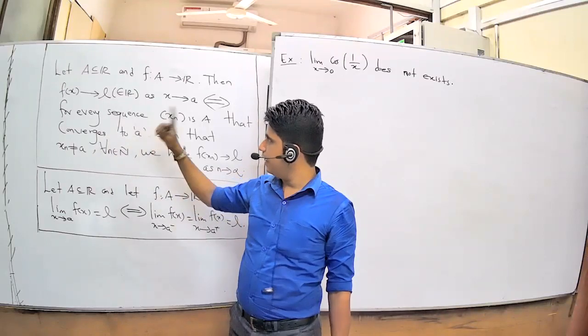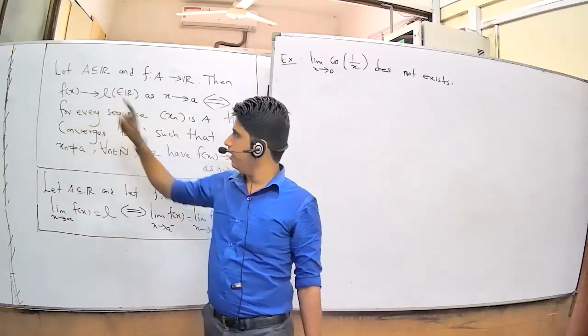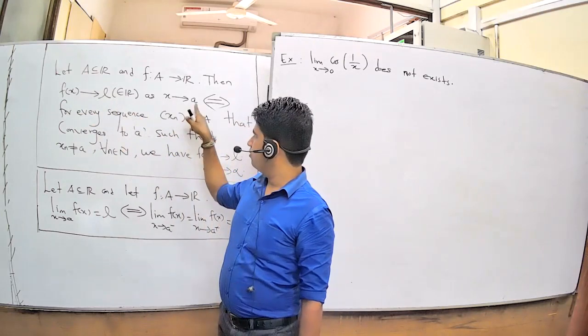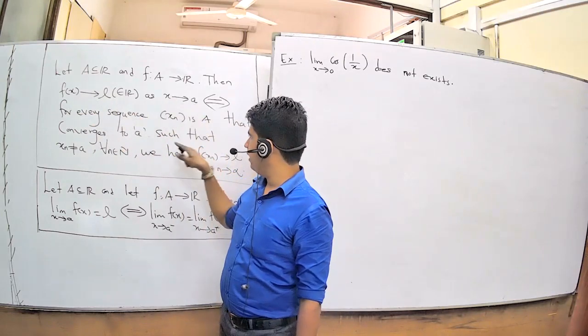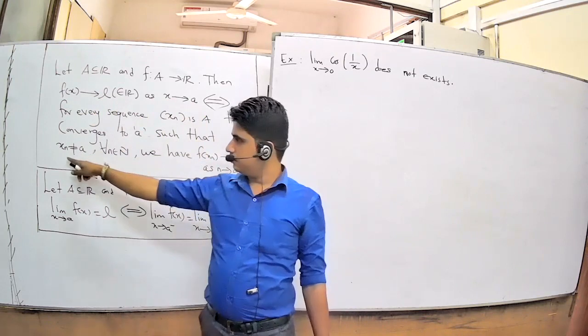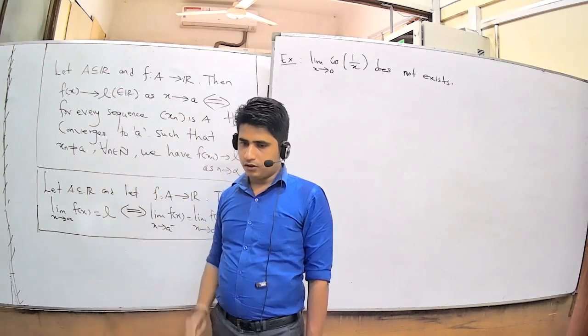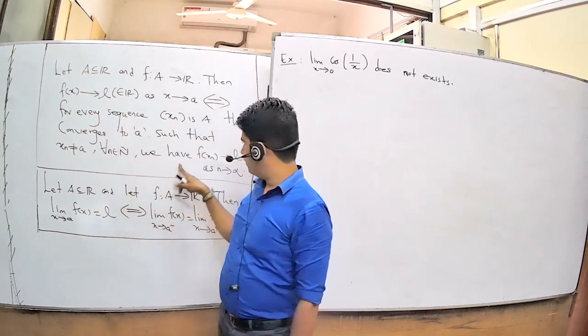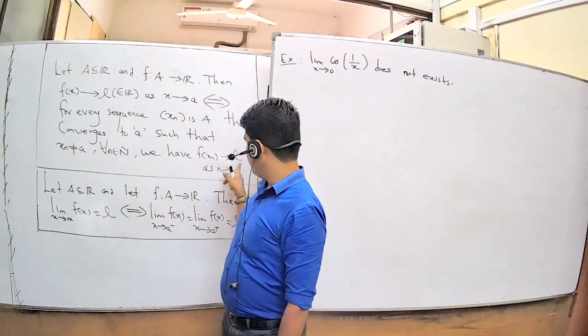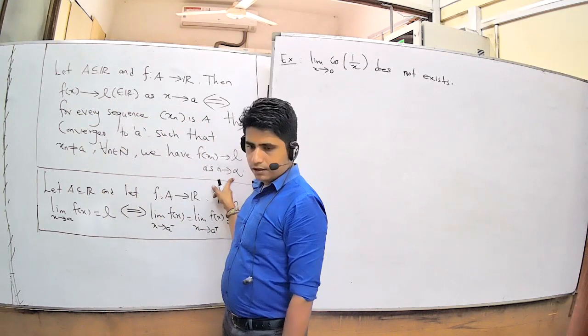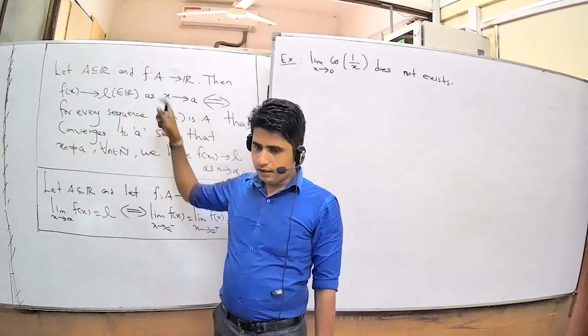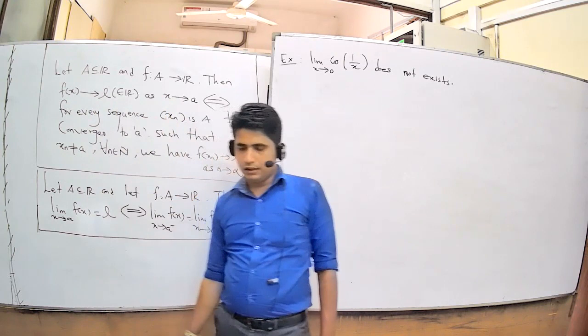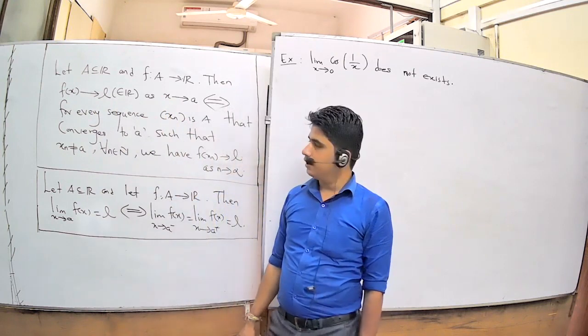That means Sn tends to a, such that Sn is not equal to a, so Sn does not take the value a for all n belonging to the natural numbers. Then we have f of Sn tends to L as n tends to infinity. Here it is a necessary and sufficient condition for the sequence limit.